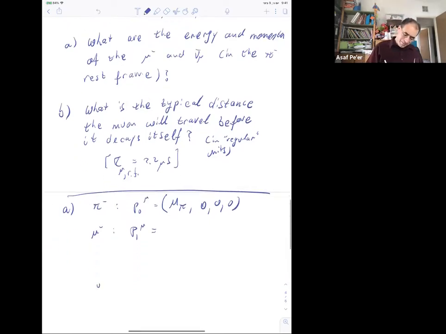We have a pion in the rest frame that decays into a muon and a neutrino, right? We're in the rest frame, so I can choose a direction. Let's say that the muon is moving in the z direction. So the four-momentum of the muon, how do I write it?